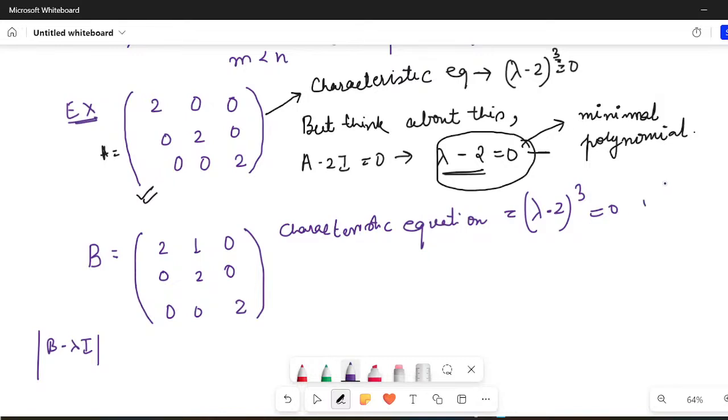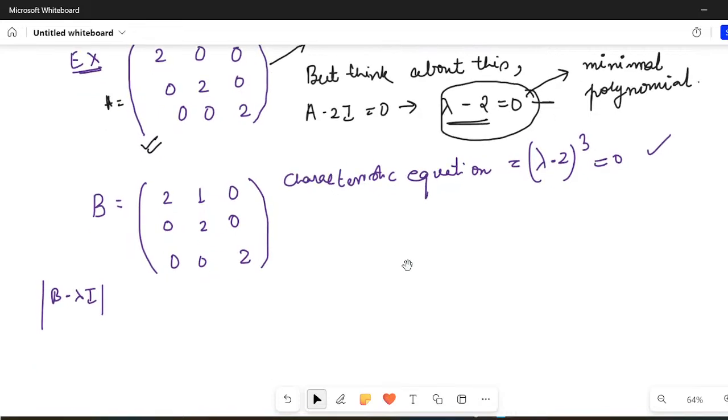Is that clear? Please tell me whether you are confirming this, that the characteristic equation is (lambda minus 2) whole cube for matrix B. I think this is quite clear.